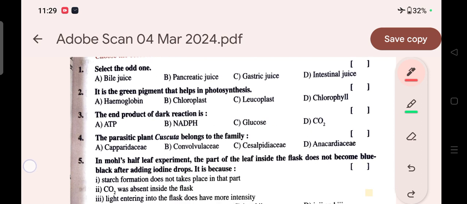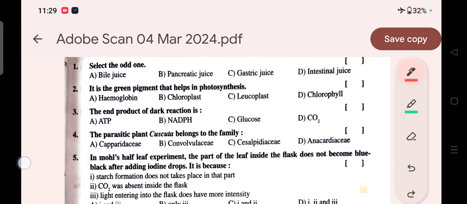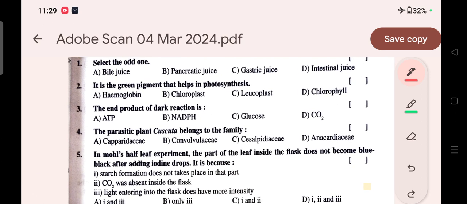Next 20 completed. Next 20. Select the odd one. Pancreatic juice, gastric juice, intestinal bile juice. Bile juice is the odd one. Enzymes are absent in it.